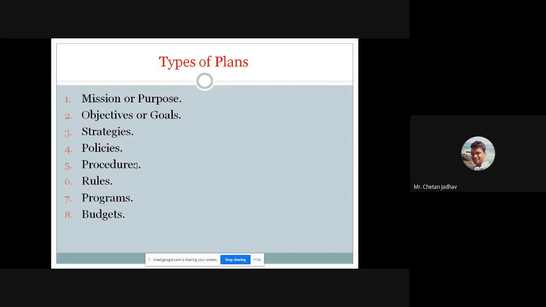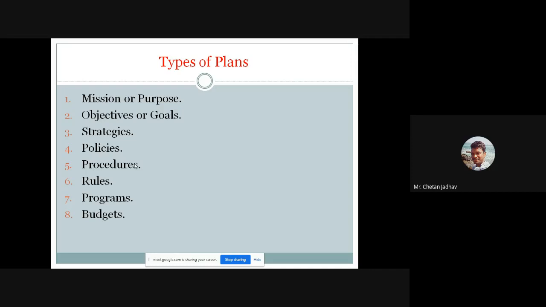Then rules. Different organizations have the authority to make some rules. As per the government rules and norms, they should implement those rules in that organization. Plus, as per the organization owner, they should decide which additional rules they have to implement in their organization. So they will go for that also. Seventh, programs planning.